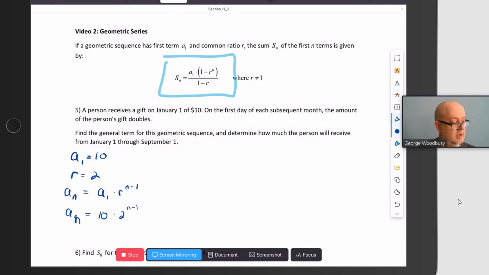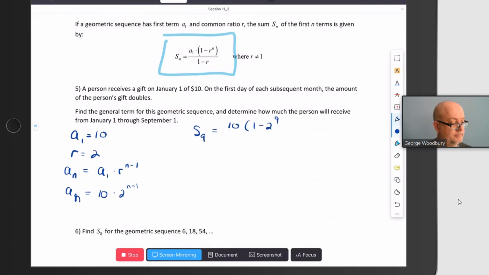All right. To find the sum of the gifts made in the first 9 months, we'll use the formula above. We're going to be looking for S sub 9 for 9 months. That's going to be a sub 1, $10, times 1 minus 2 to the 9th power, r to the n power. And that's all going to be divided by 1 minus r, which is 1 minus 2.